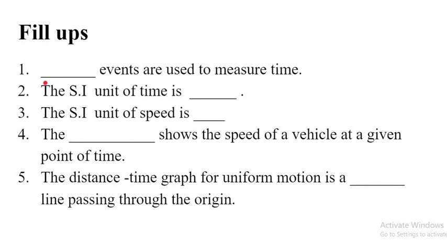First, we will revise the fill-ups. Dash events are used to measure time. Yes, periodic events are used to measure time. Periodic events means the events that occur after a regular interval of time. Can you say some examples? Yes, it is rising of the sun or waxing and waning of the moon.